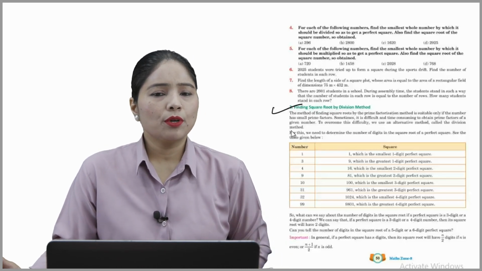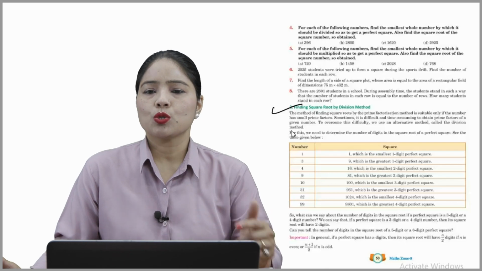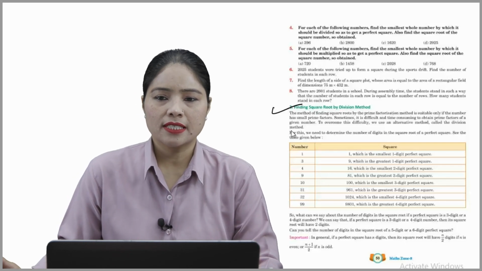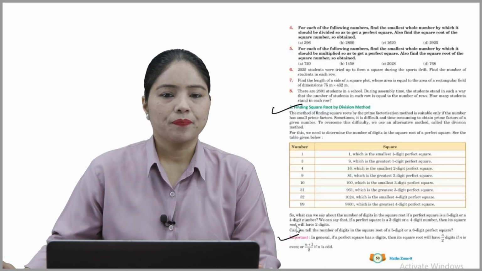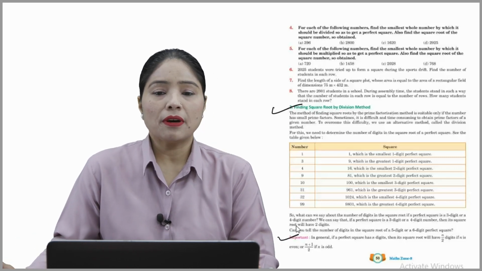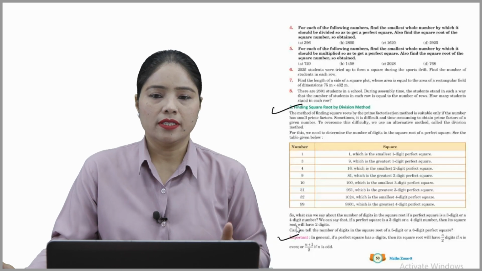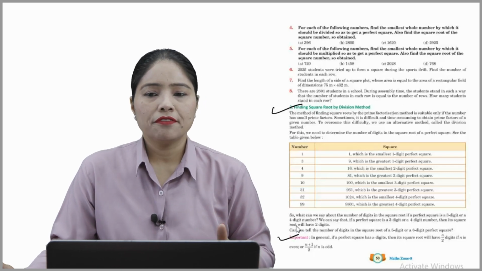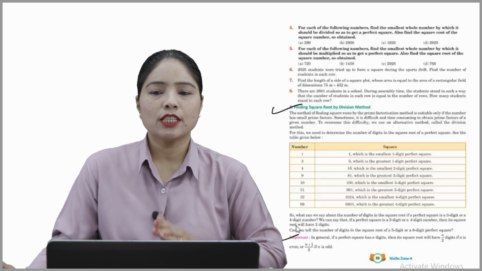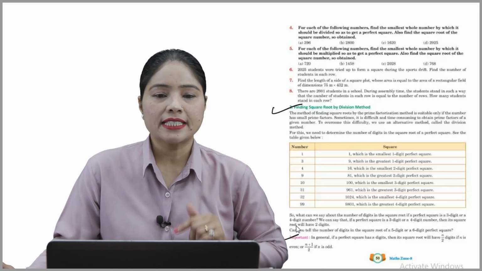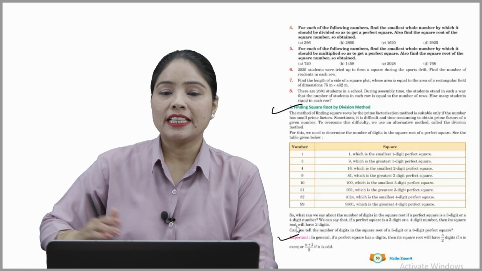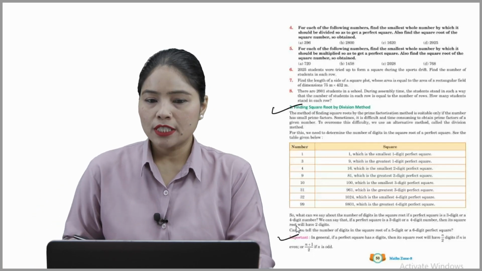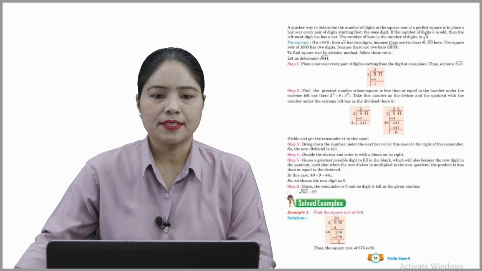Can you tell the number of digits in the square root of a 5-digit or a 6-digit perfect square? Important. So let's see. In general, if a perfect square has n digits, then its square root will have n/2 digits if n is even, or (n+1)/2 if n is odd. Hope you understood. So now next.